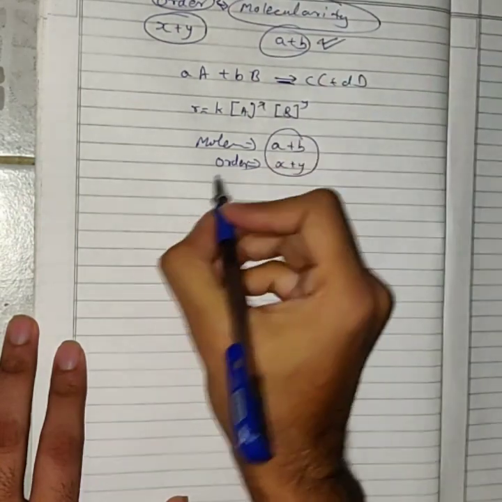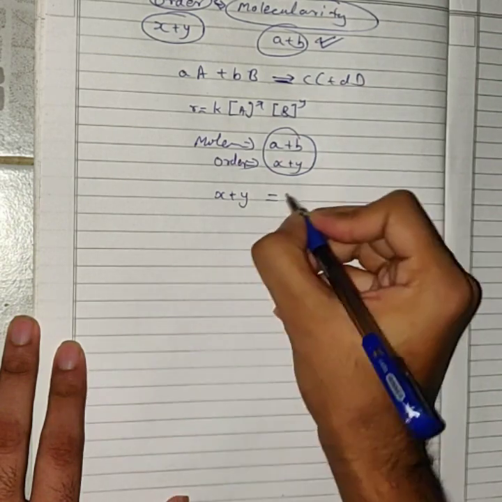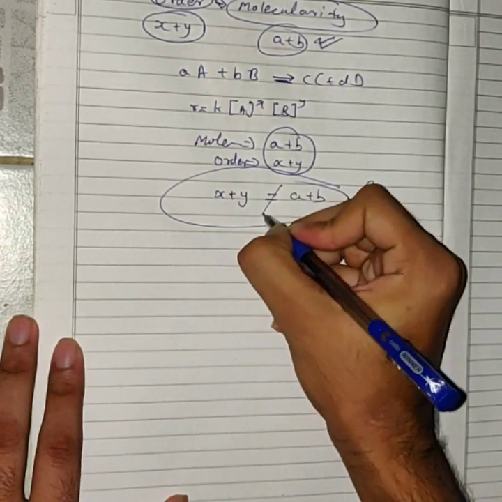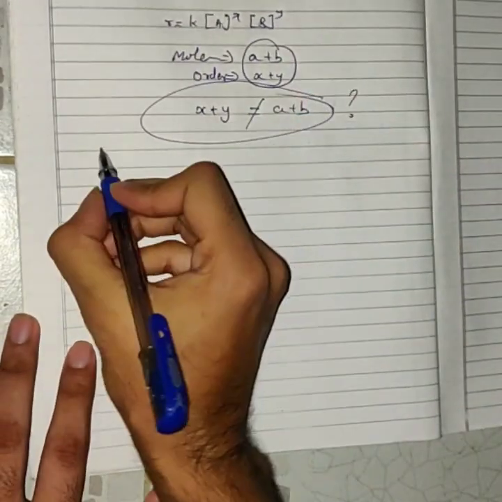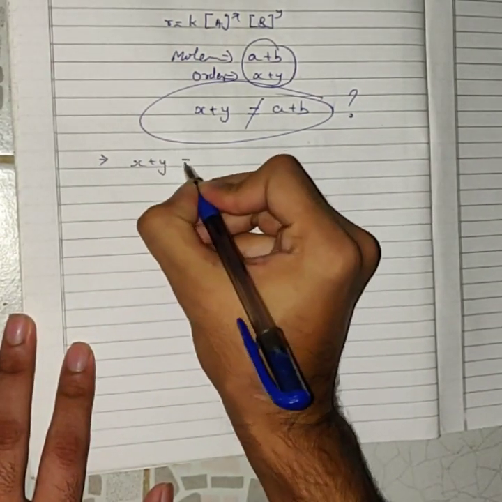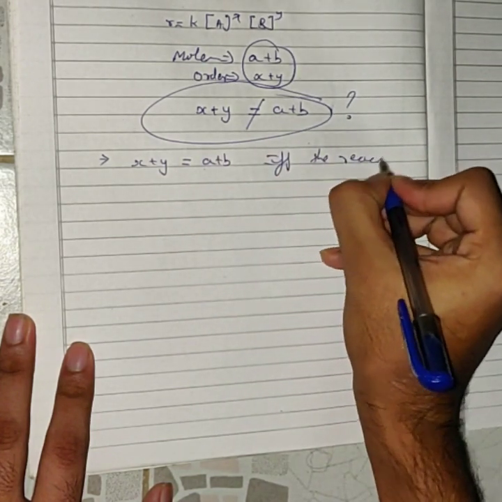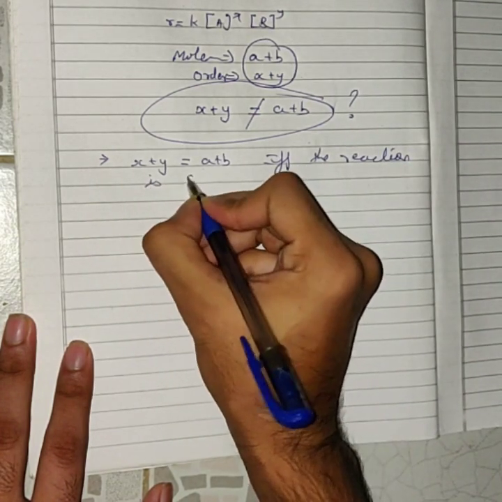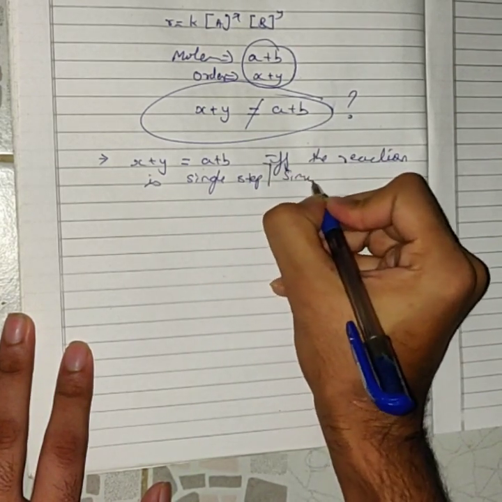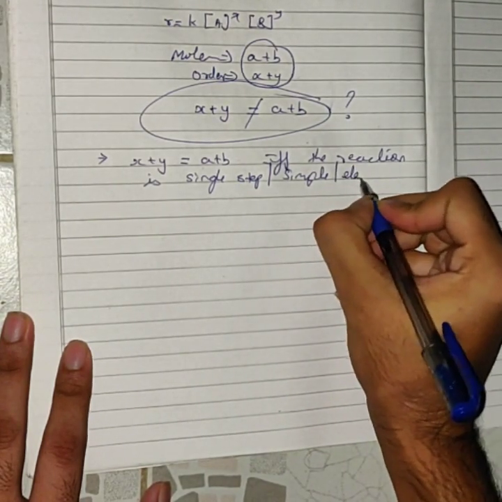We have to understand that x plus y may or may not be equal to a plus b. Now, when will it be equal and when won't it be equal? As we discussed last time, order will be equal to molecularity if and only if the reaction is single step. A single step reaction can also be called a simple reaction, or an elementary reaction.